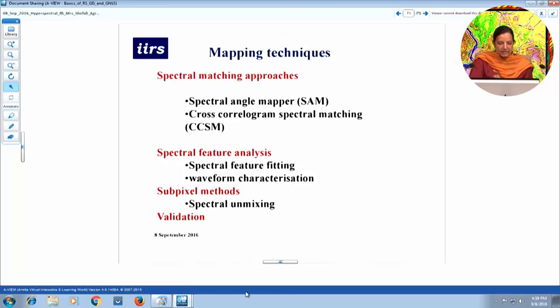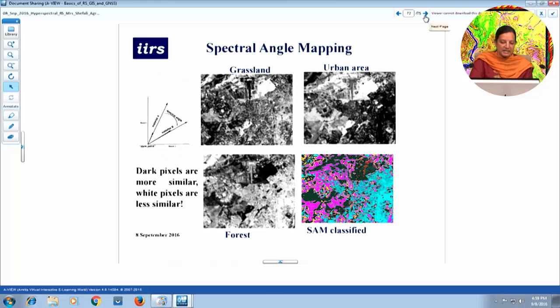The mapping and classification techniques for hyperspectral also vary, because conventional multispectral techniques like supervised classification don't work as the number of bands increases. There is a phenomenon called the Hughes phenomenon which happens because of the large number of bands. Those methods are unable to classify such a large volume of data, because of which new approaches have been identified for classification of hyperspectral data sets.